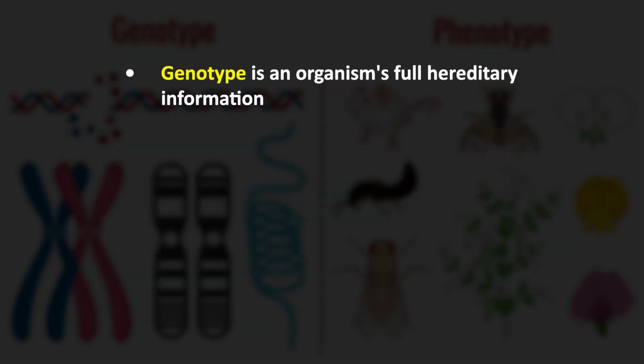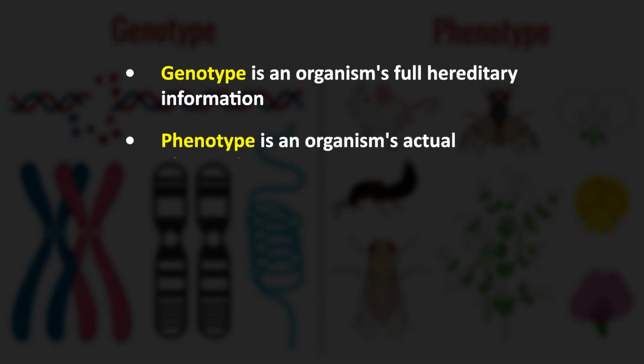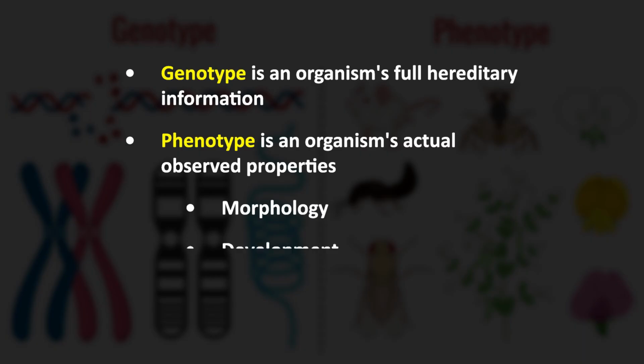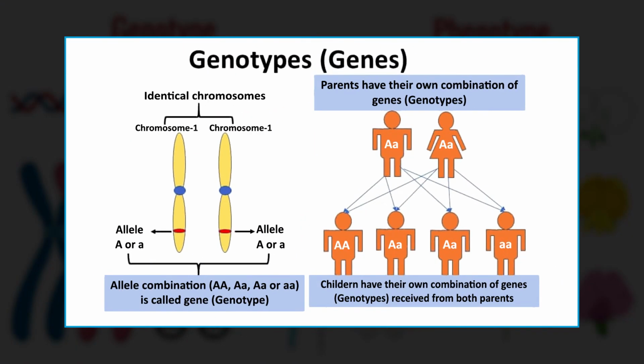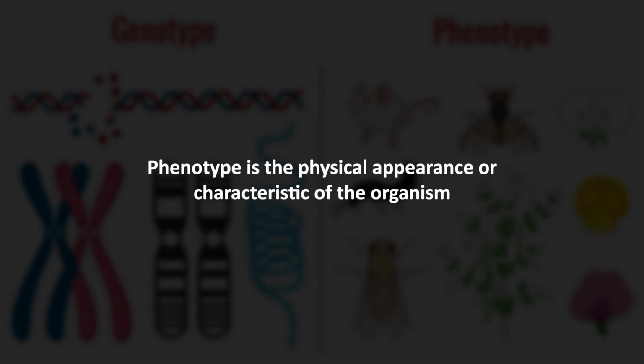Genotype is an organism's full hereditary information, while the phenotype is an organism's actual observed properties such as morphology, development or behavior. This distinction is fundamental in the study of inheritance of traits and their evolution. The genotype is a set of genes in the DNA which are responsible for the unique trait or characteristic that makes your phenotype, whereas the phenotype is the physical appearance or characteristics of the organism. Thus, we can find the human genetic code with the help of their genotype.